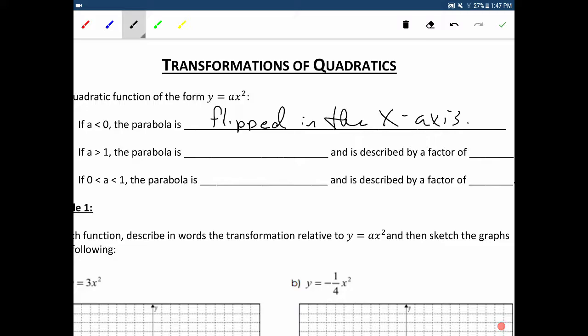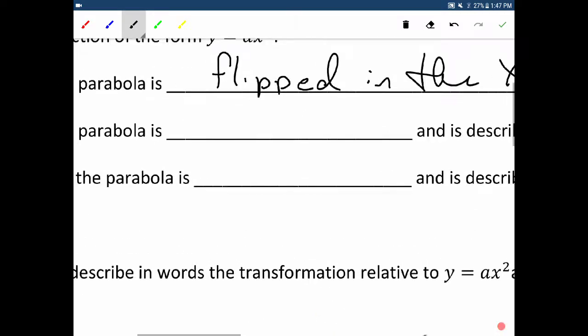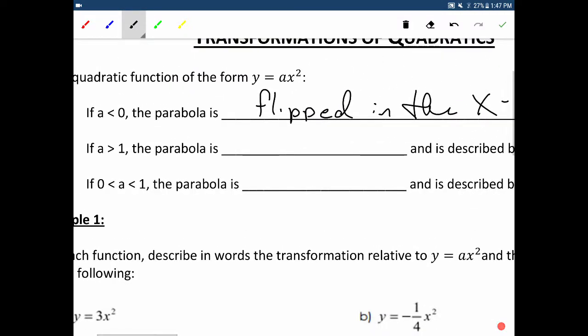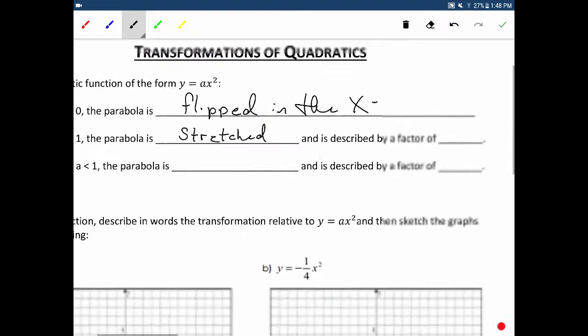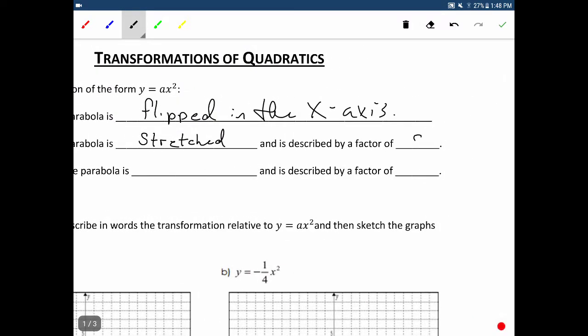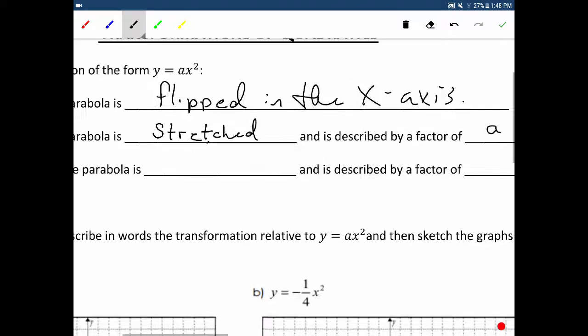If we have an a value that's greater than 1, then the parabola is stretched, and it's going to be described by a factor a. So if there's a 2, we say it's stretched by a factor of 2.